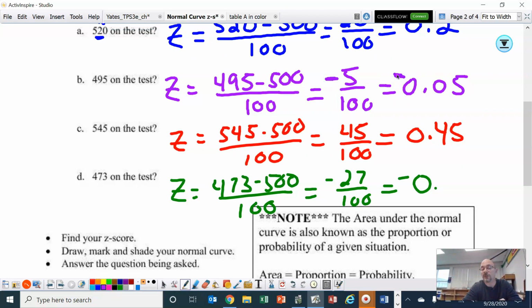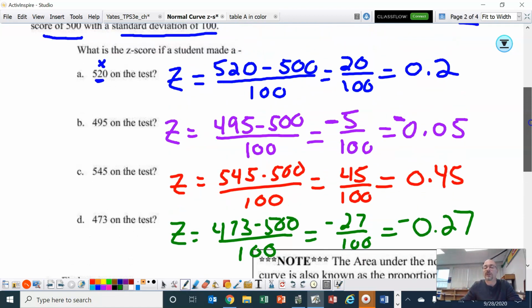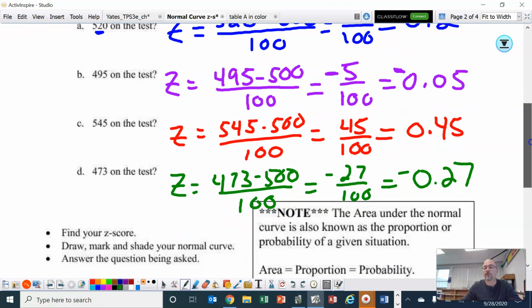Okay, my apologies on that. I hope you caught that and went, wait a minute, Mr. Ellering, that's supposed to be negative because it's below, and this is negative 0.27 for this one. So my apologies, silly mistake because I was trying to go too fast. All right, so watch out. If it's above the mean, you should have a positive z-score. If it's below the mean, you should have a negative z-score.